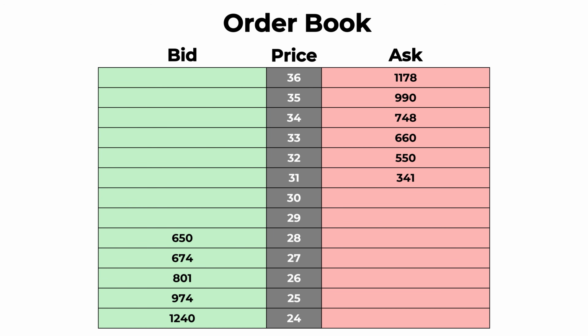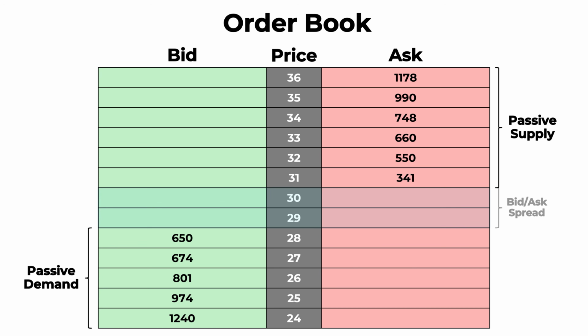The left column is the bid, which shows the buy limit orders below the current price, meaning that it represents passive demand. The right column is the ask, which shows the sell limit orders above the current price, meaning that it represents passive supply. The middle column represents the various price levels. Notice that in blue we have a bid-ask spread, meaning a liquidity vacuum due to the constant preemption behavior of buyers and sellers. This is where the market makers and high-frequency trading firms will thrive.